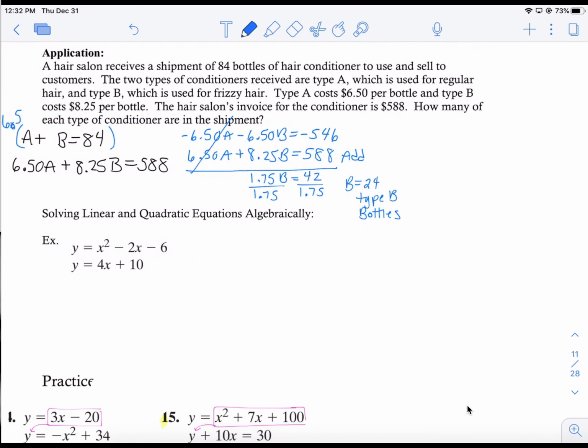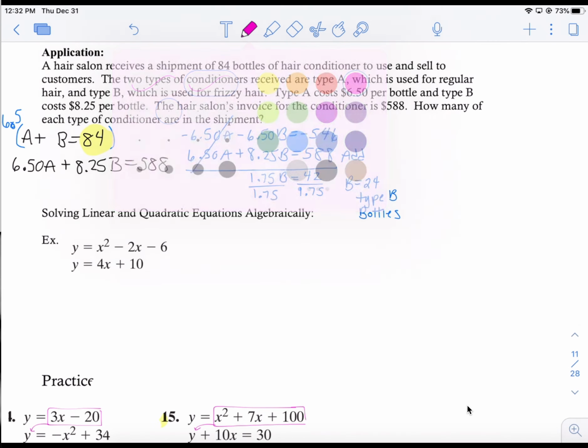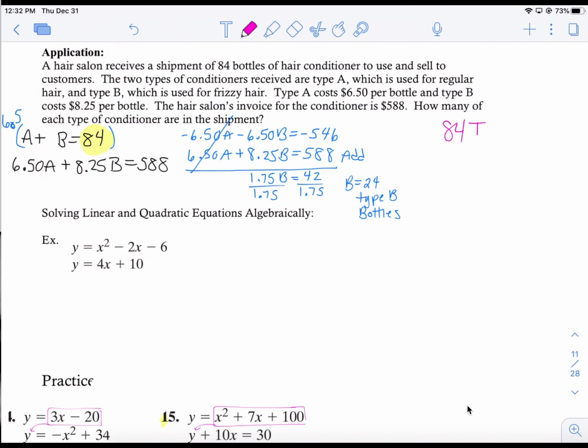Okay, zoom out real quick. Now, right now we only have one type, but the shortcut here is that I know that there's 84 total, remember? So if I know that there are 84 total, and I subtract off the 24 that are type Bs, then I know that I must have 60 type A bottles remaining. So that is my A equals.